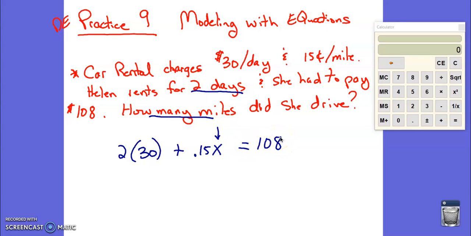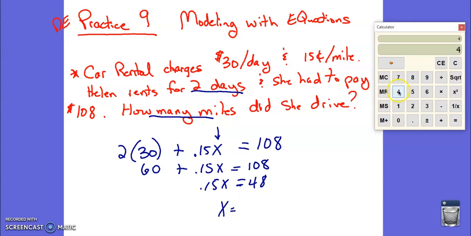So what we need to do is just simply solve this problem. So this is 60. And then we have 0.15X equals 48. And then we're just going to take 48 divided by 0.15, and we're going to get 320. So Helen drove 320 miles on that 2 day rental.